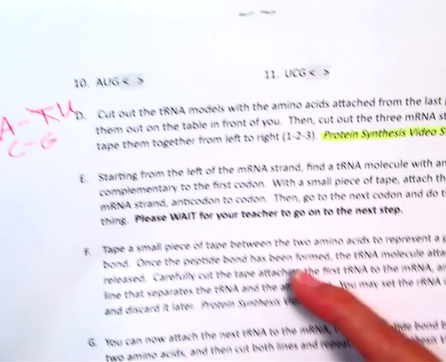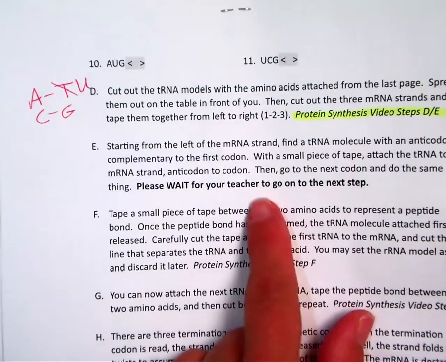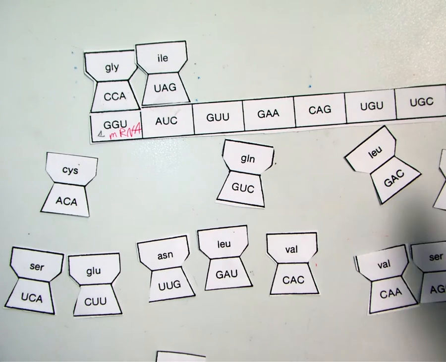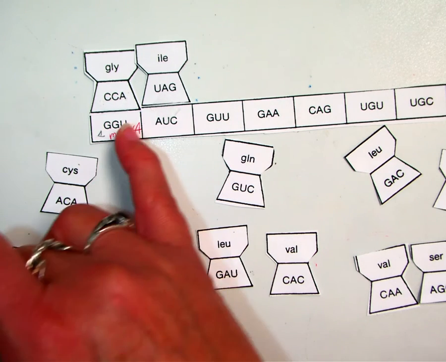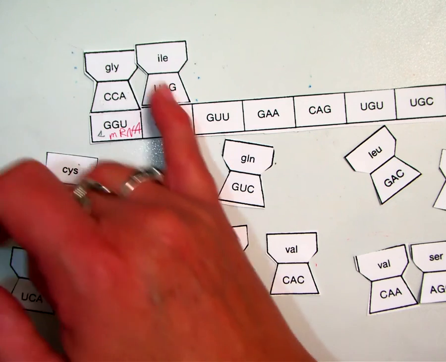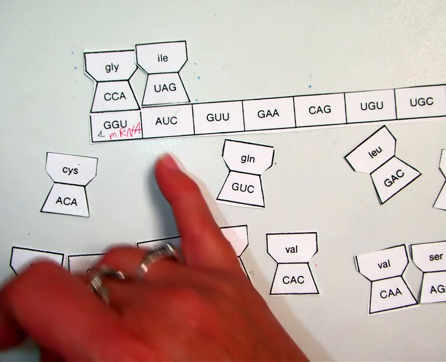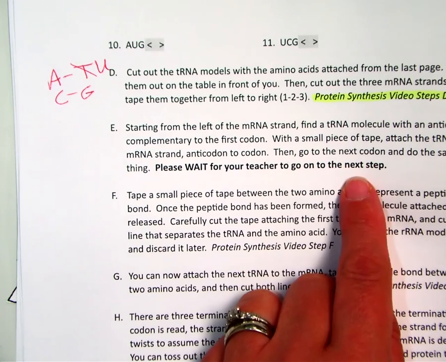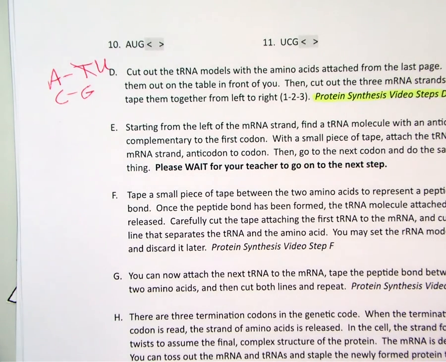All right, please wait for your teacher to go on to the next step. I do this because some people start to put all the transfer RNAs going down the messenger RNA, and that is not how your body does it. You're going to see with the next step, it makes that peptide bond, and then it cuts and releases the first transfer RNA. So the kids that are in person are going to wait, and I want to make sure they do it correctly. The next video will show you that step.